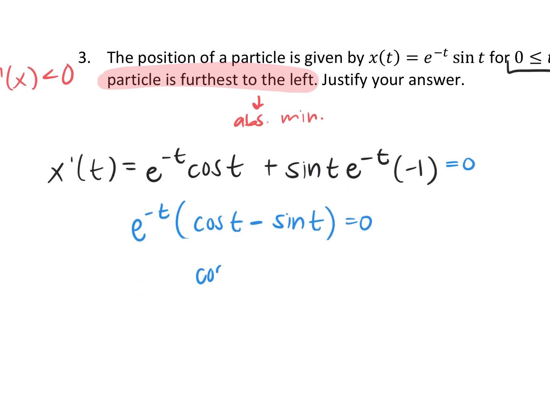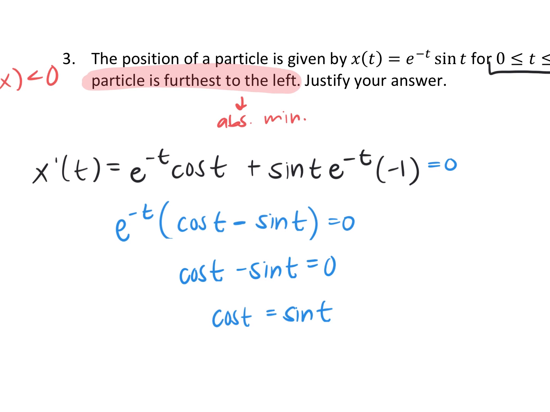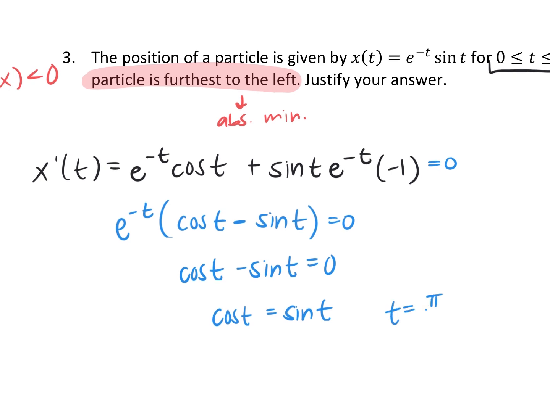So when does cosine of t minus sine of t equal 0? Or when is cosine of t equal to sine of t? What value of t on the interval 0 to 2 pi? Pi over 4. Pi over 4 and? Negative pi over 4. Not negative pi over 4, because I want the interval to be 0 to 2 pi. 3 pi over 4. 7 pi over 4. 5 pi over 4. Yes. So t is equal to both pi over 4 and 5 pi over 4.